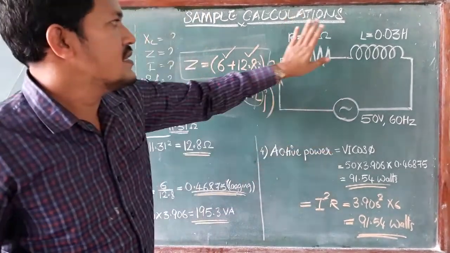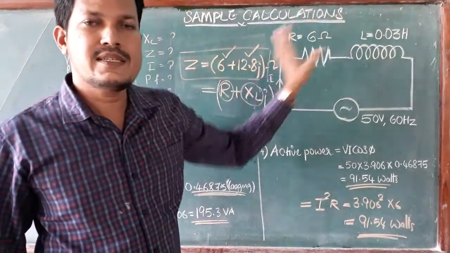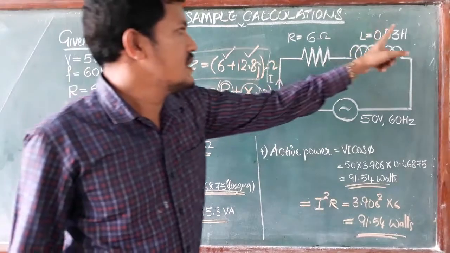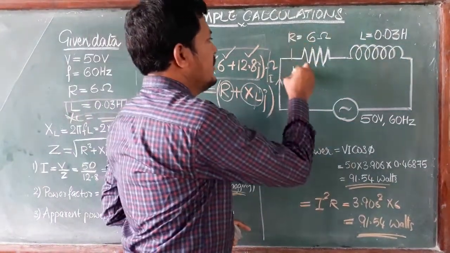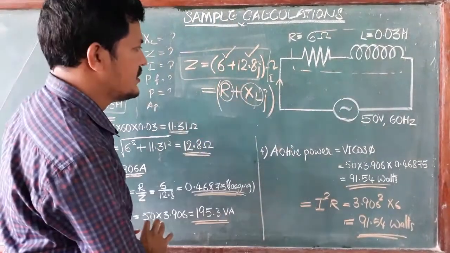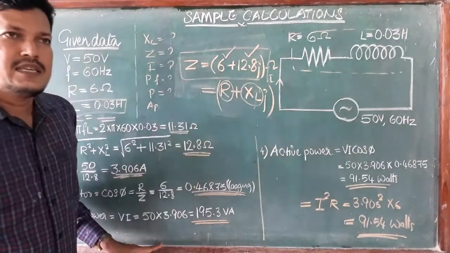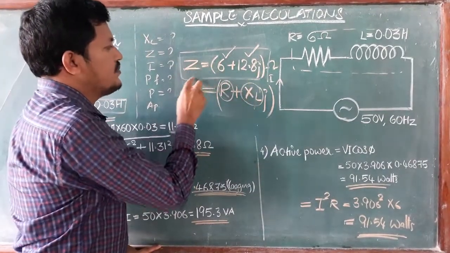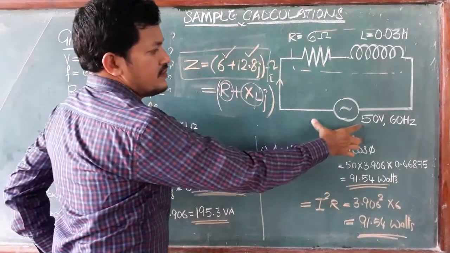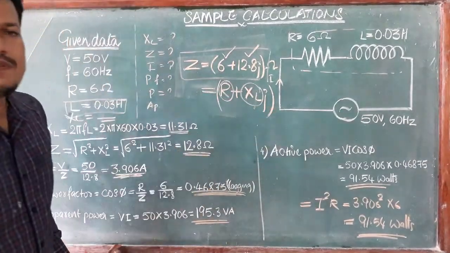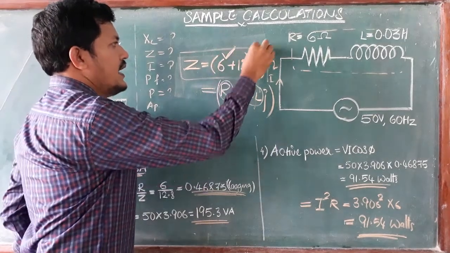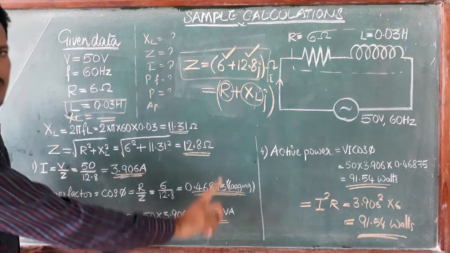Clear? The first method is two separate elements, resistance and inductor, in series with the supply. Clear? The second method is one coil, that is an impure coil, which has a resistance and an inductance value. Same calculation. Again, the third method is just giving the Z value. From the Z value you have to find all the other values. This Z is connected to a 50 volt and 60 hertz supply. So in the Z value you have to know this is the R value, this is the XL value. From that we continue the calculations.